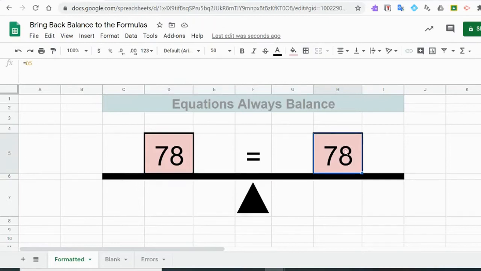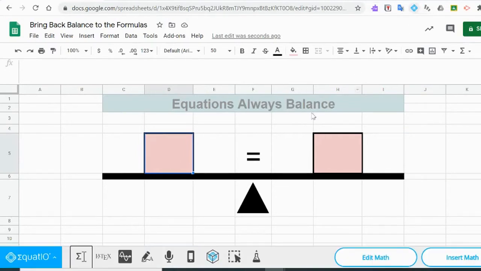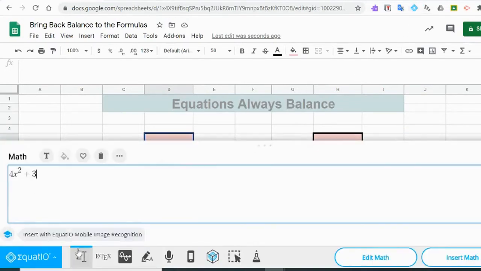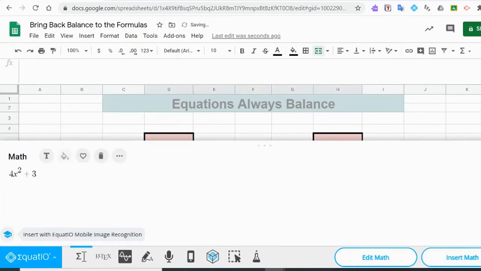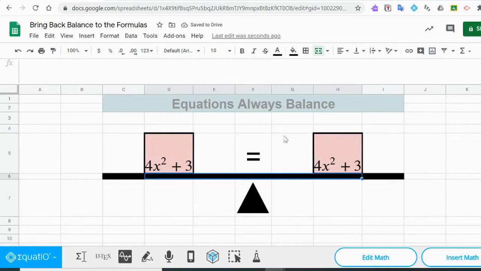If you look behind the scenes of this spreadsheet, you'll see in the formula bar up here that I've just set the formula to equals D5. So cell D5, whatever's in this box, will also be in that one. And what if we look at something like Equatio? Let's insert some math, like 4x squared plus 3. 4x squared plus 3 equals 4x squared plus 3.